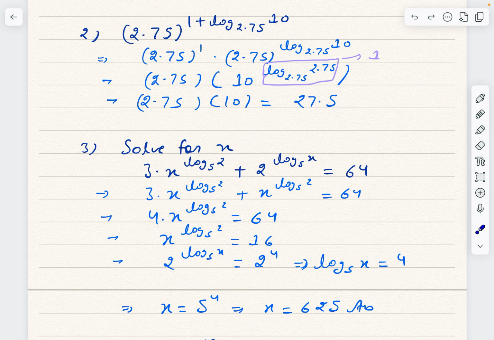So we get log base 5 of x is equal to 4. And now you can take anti-log, you get 5 power 4 is equal to x. So x will be equal to 625. I hope it is clear, guys. Next.